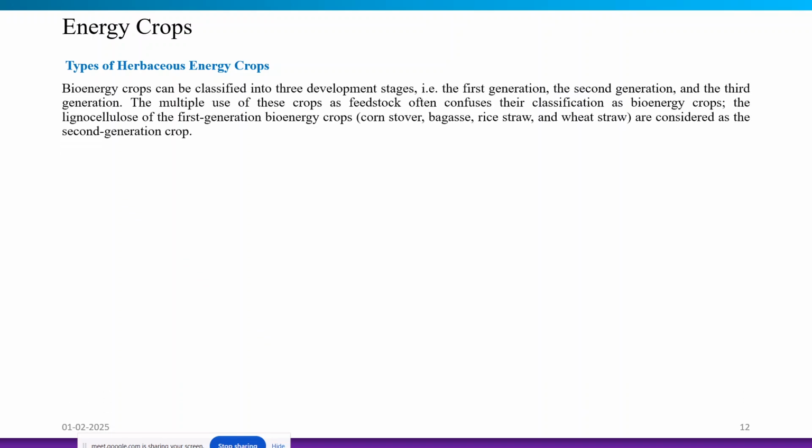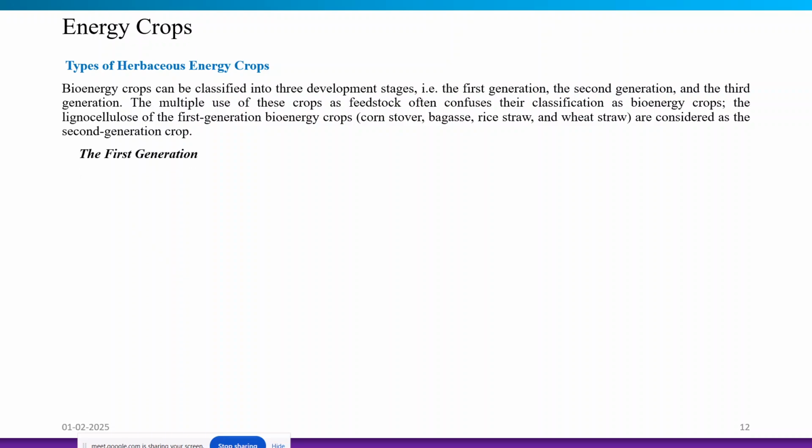So the next part is types of herbaceous energy crops. A very short description of how we can classify the herbaceous energy crops. Bioenergy crops can be classified into three development stages: first generation, second generation, and third generation. The multiple use of these crops as a feedstock often confuses their classification as bioenergy crops, but the lignocellulose of the first generation bioenergy crops is considered as second generation.